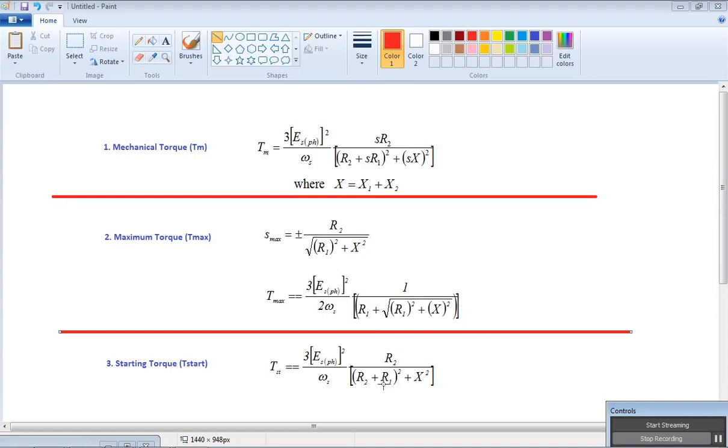Finally, we can calculate the value of starting torque by substituting slip equal to 1. You can see that when you compare these two equations, the difference is just that in this equation we don't have any slip anymore, because we have substituted the value of slip equal to 1.